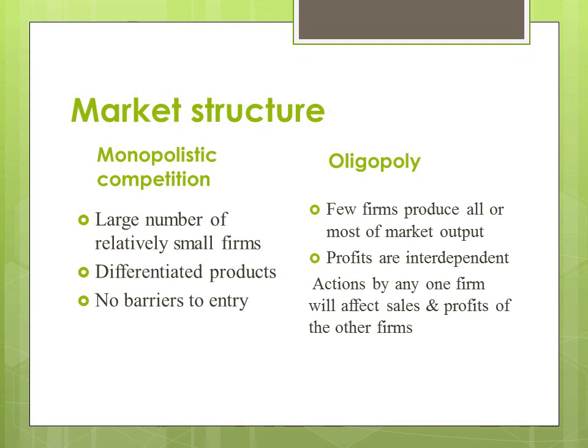In monopolistic competition, there is a large number of relatively small firms. So here the number is large but less than perfect competition. Differentiated products. Here products are different. No barriers to entry. So here there is no barrier to enter or exit a firm. Next is oligopoly. Few firms produce all or most of the market output. Here firms are few. Profits are interdependent. Action by any one firm will affect sales and profits of the other firms.